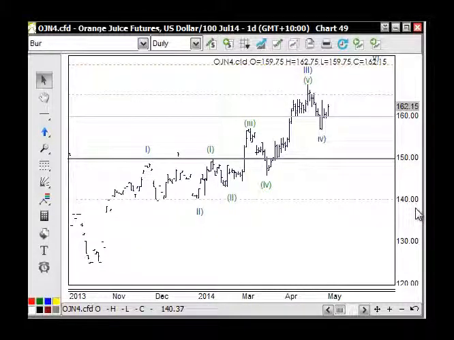The orange juice market. Okay, so we're looking for wave 4 and we're looking for support on 160. That's what we were looking for, and we may have that in play now.